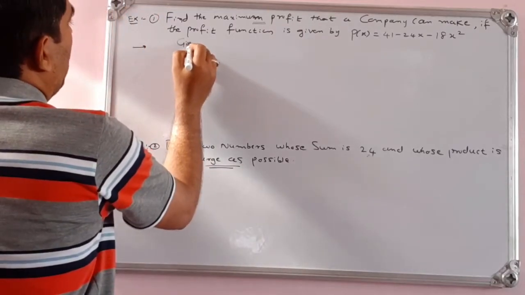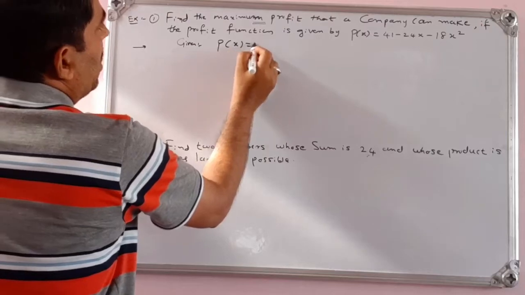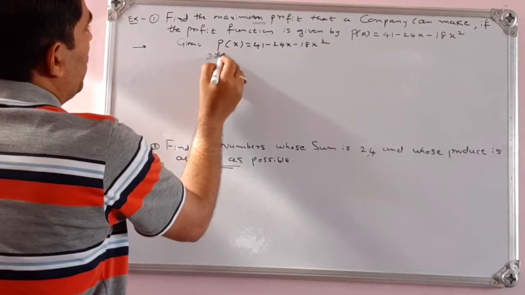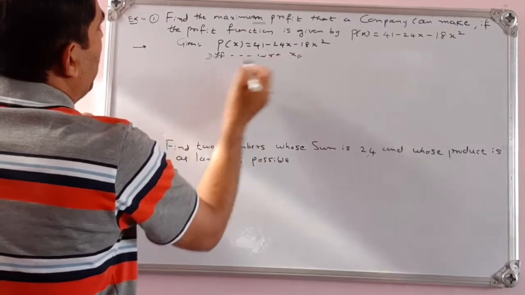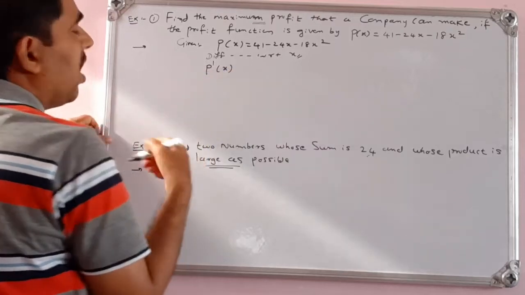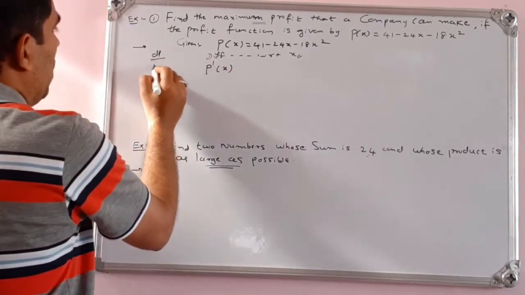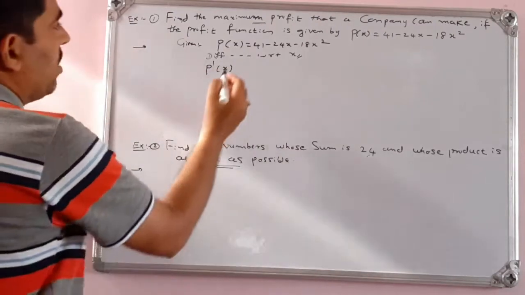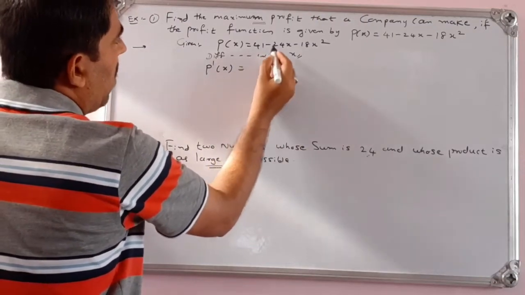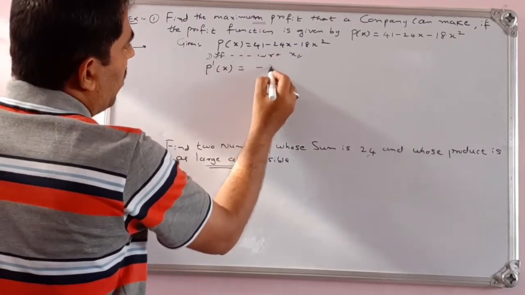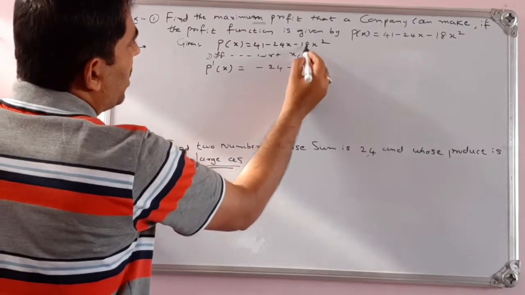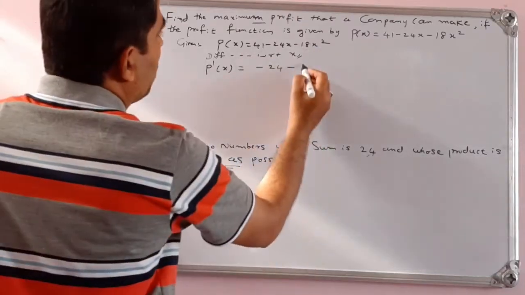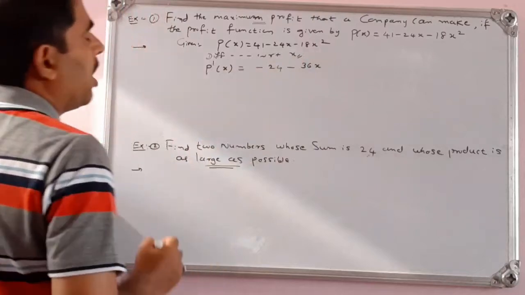Given the profit function 41 minus 24x minus 18x square, now differentiate this with respect to x. Differentiating, we get P dash x, or dp by dx. I am using the dash notation, or we can use dp by dx. The derivative of the constant 41 is 0. I will write minus 24x as it is, the derivative of which is 24 only, minus the derivative of 18x square. 18 is a constant and the derivative of x square is 2x, so 18 into 2 is 36x. This is my first order derivative.